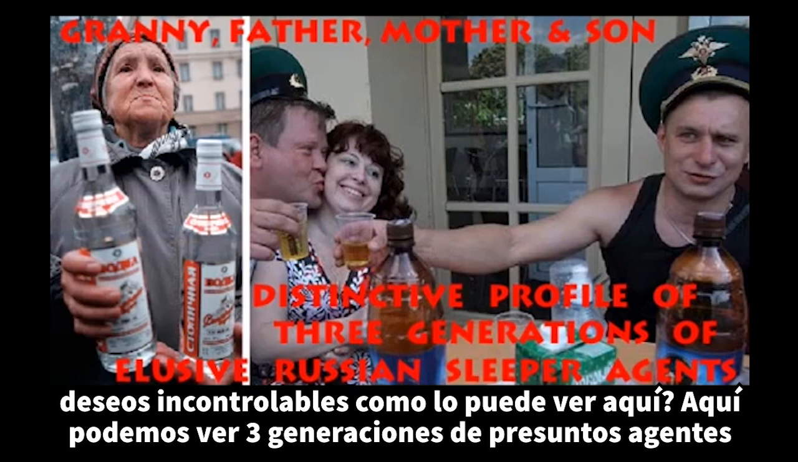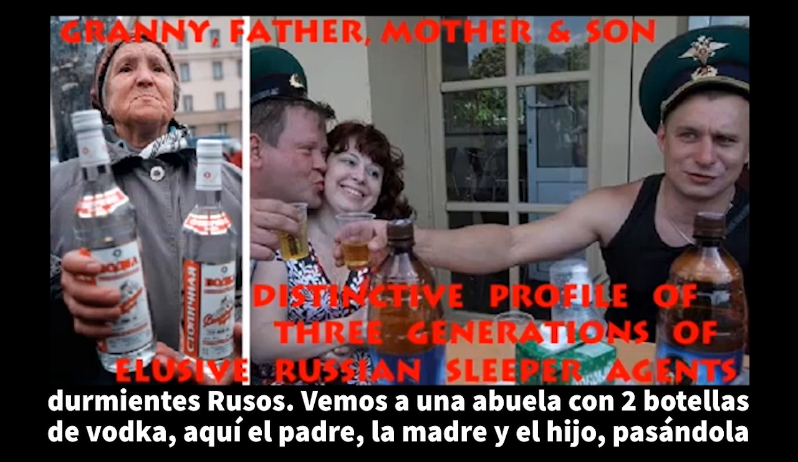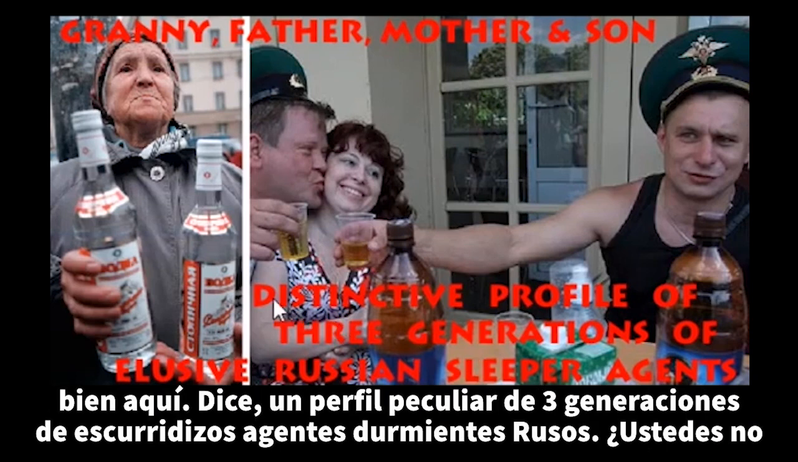So here you can see 3 generations of presumable Russian sleeper agents. So you see Granny with 2 bottles of vodka. Here's the father, the mother, and the son, having happy times here. And here it says the distinctive profile of 3 generations of elusive Russian sleeper agents.